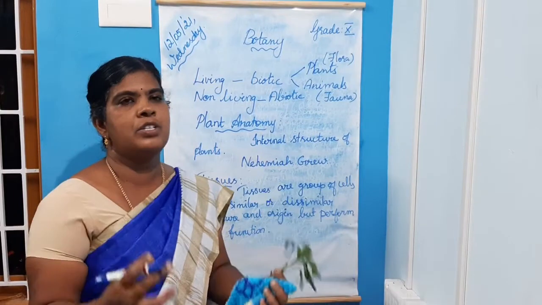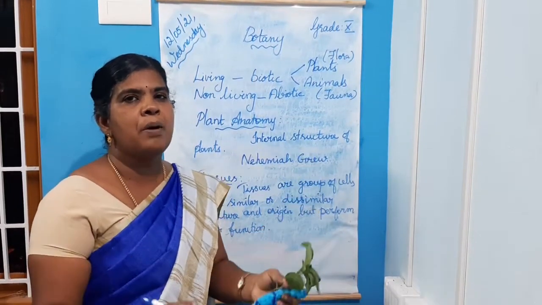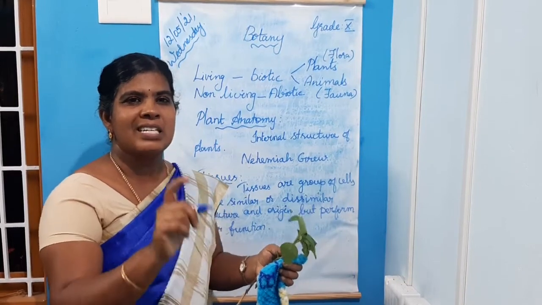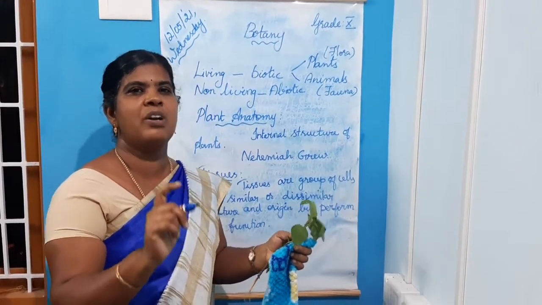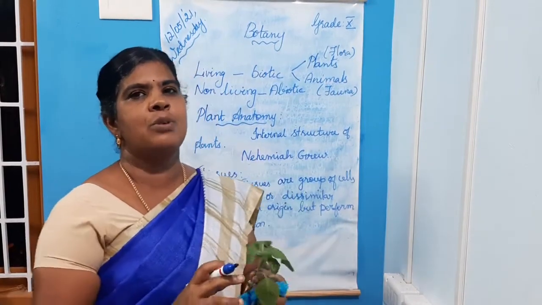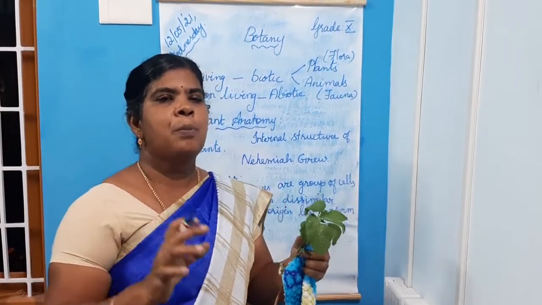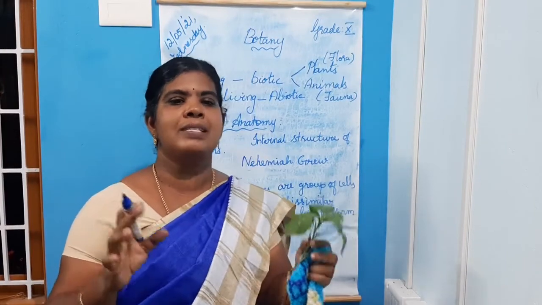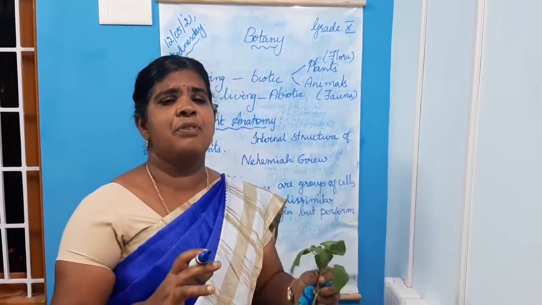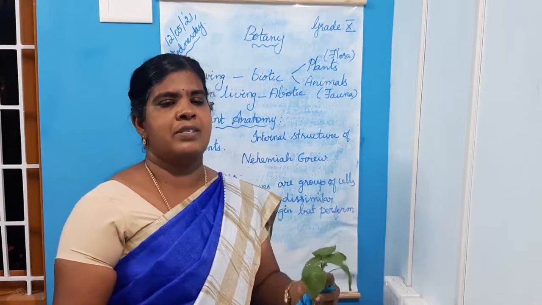Or define tissue. Tissues are groups of cells. Cell, you know what a cell is. A cell is the structural and functional unit of all living organisms. Groups of cells together form tissues. Tissues are groups of cells that are similar or dissimilar in structure and origin, but perform similar functions.